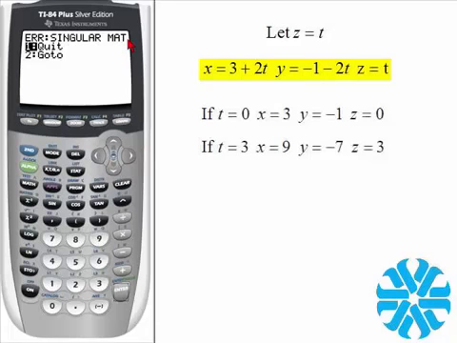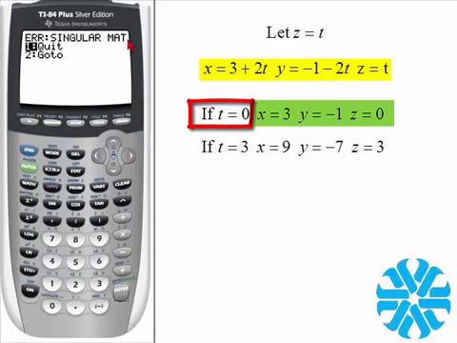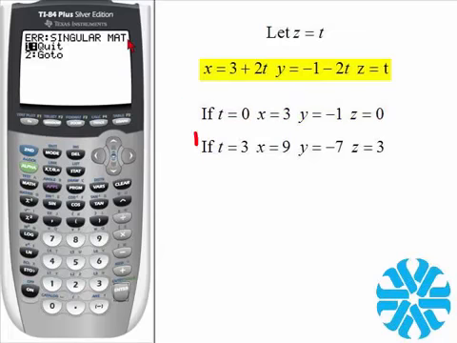So we will use 2 different values of t and get 2 different solutions. So if t is equal to 0, then x equals 3, y equals -1, and z equals 0. If t is equal to 3, then x equals 9, y equals -7, and z equals 3.